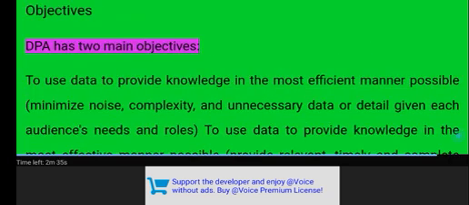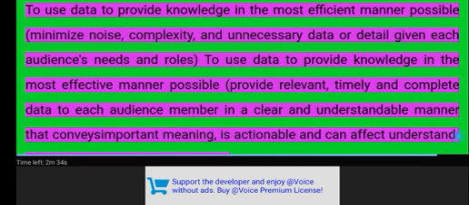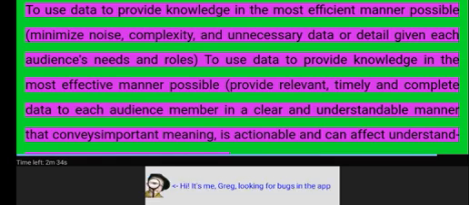Objectives. DPA has two main objectives. To use data to provide knowledge in the most efficient manner possible: minimize noise, complexity, and unnecessary data or detail given each audience's needs and roles. To use data to provide knowledge in the most effective manner possible: provide relevant, timely and complete data to each audience member in a clear and understandable manner that conveys important meaning, is actionable and can affect understanding, behavior and decisions. Scope.